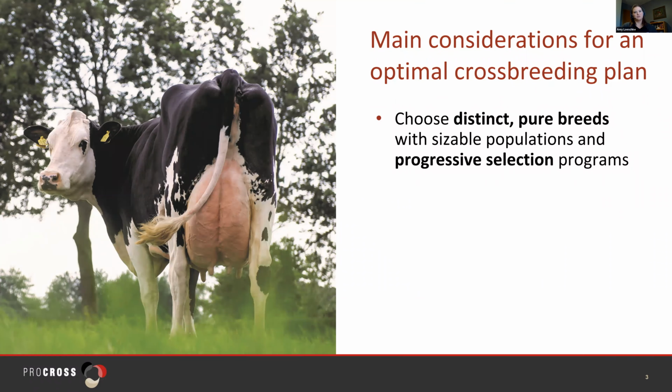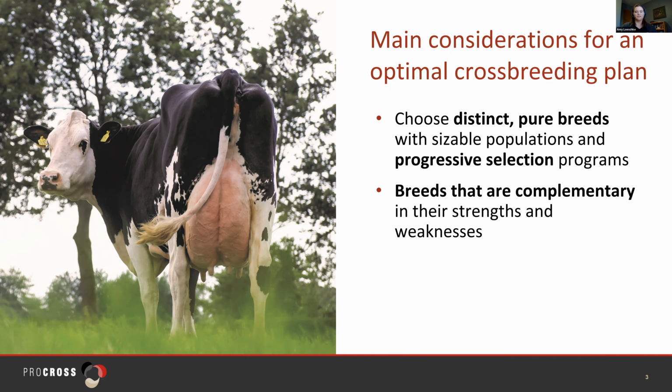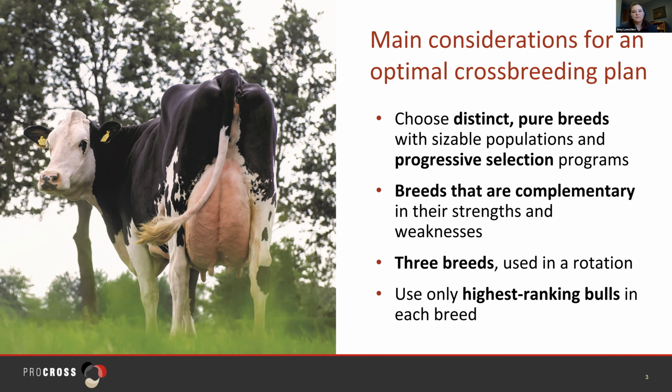I want to start out today just by mentioning we have some major considerations that we need to talk about in order to optimize crossbreeding in dairy cattle. Sorry, those didn't pop up right. But anyways, these are the four big ideas: choosing distinct pure breeds with sizable populations and making sure that they have progressive genetic selections, making sure those breeds complement each other in their strengths and weaknesses, and then using 3 breeds in a rotation. That's part of the hybrid vigor discussion. So we're going to save that for later. And then using only high-ranking bulls, we'll save that for later. So today I'm going to talk about these first 2 points in a lot of depth.